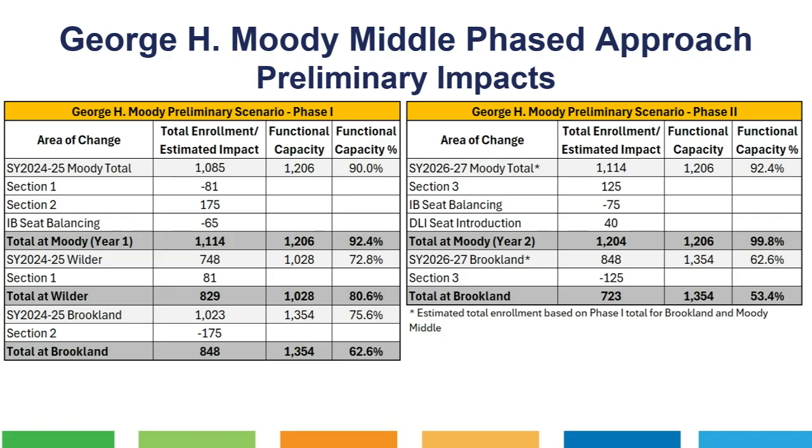Finally, it includes the first year of students moving into the DLI program with approximately 46 graders. It should be noted in future years not shown on the slide, an additional 40 DLI students will be added until a total of approximately 120 DLI students are served at Moody, though approximately half of these students are already zoned for Moody. Once both phases are complete, in school year 2027-28, Moody is at 99.8% functional capacity, and Brooklyn is at 53.4%. Depending on the actual enrollment of DLI students matriculating through, IB MYP seats may require further change.